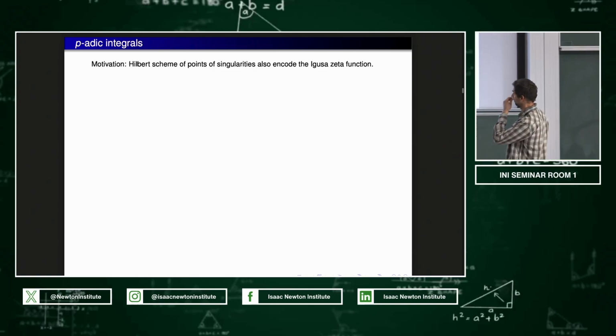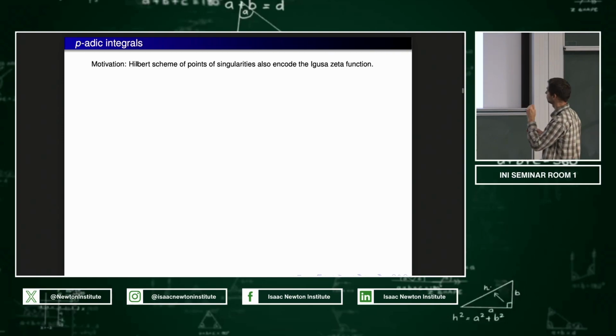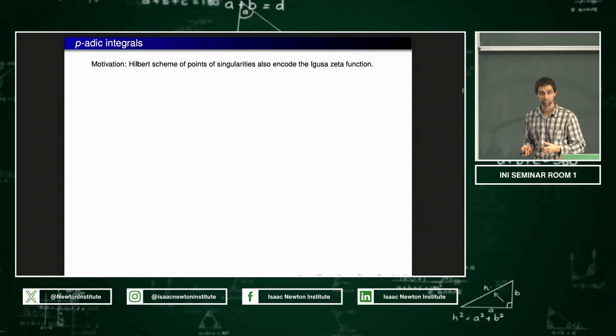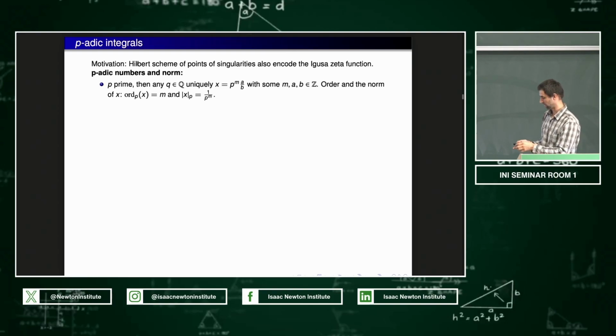Here the motivation is that the Hilbert scheme of points on the singularity also encodes the so-called Igusa zeta function. I've tried to explain this in a very elementary way. This is really a very elementary introduction into this.